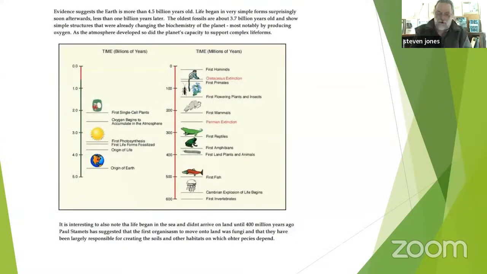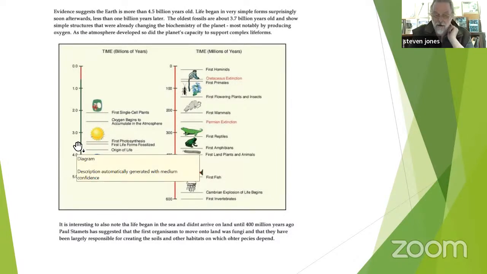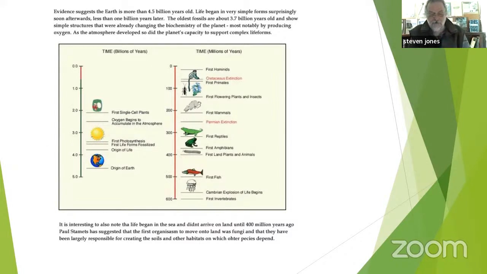So now let's go back to our timeline. On the left is your 5 billion years, going right back to the origin of Earth, origin of life. It says first life forms fossilized about 3.8 billion, 3.7 billion years ago. That's what we were looking at there. First photosynthesis is about 3.6 billion years ago, which means that 3.6 billion years ago, life on Earth started to leak out oxygen, O2 molecules.